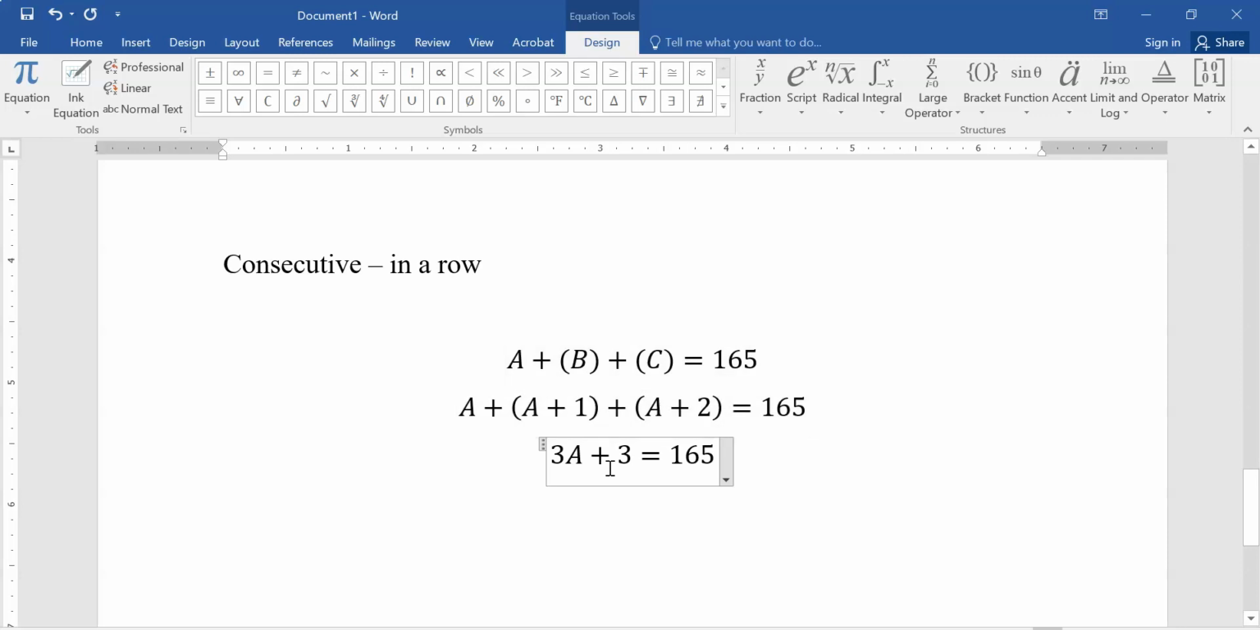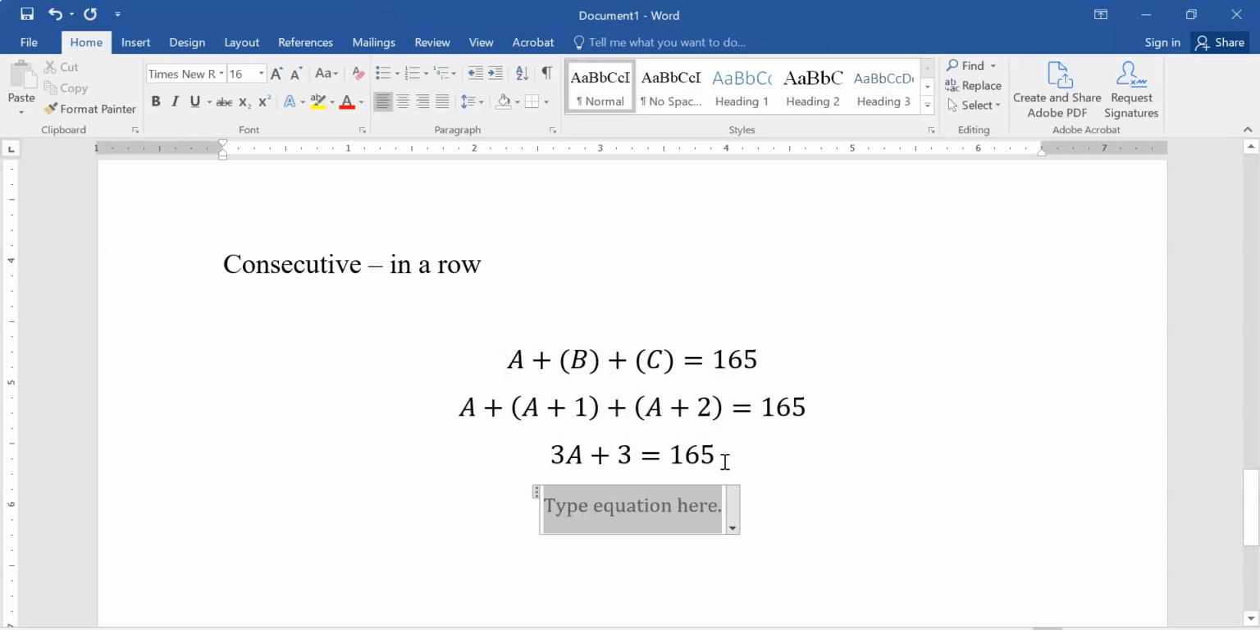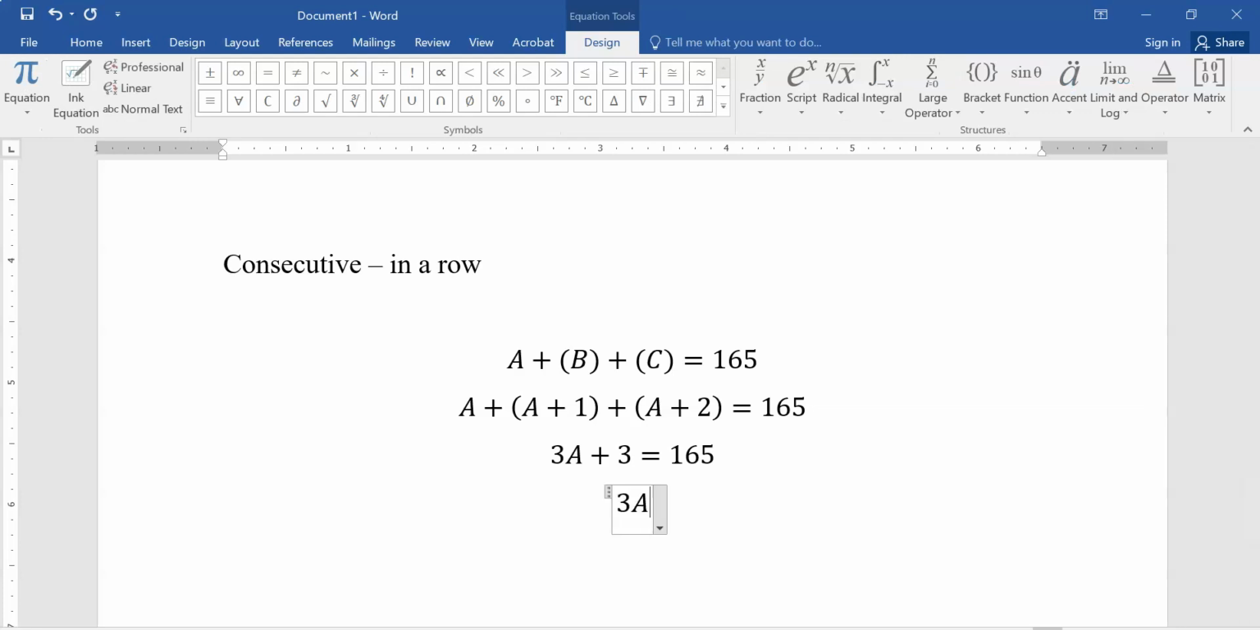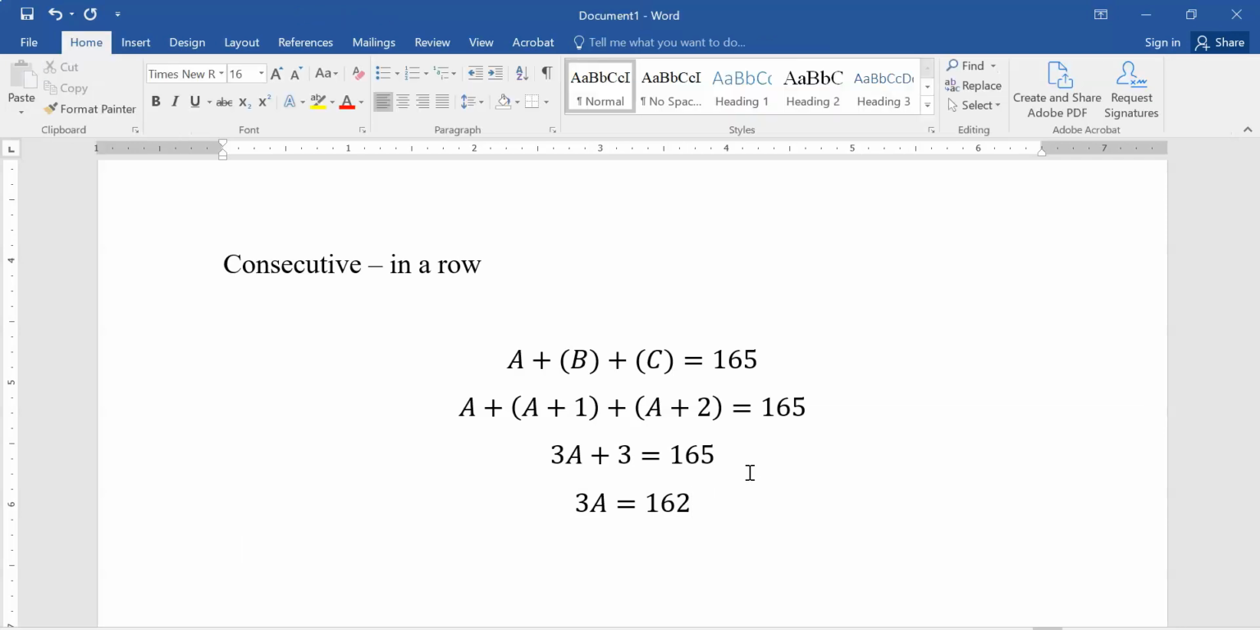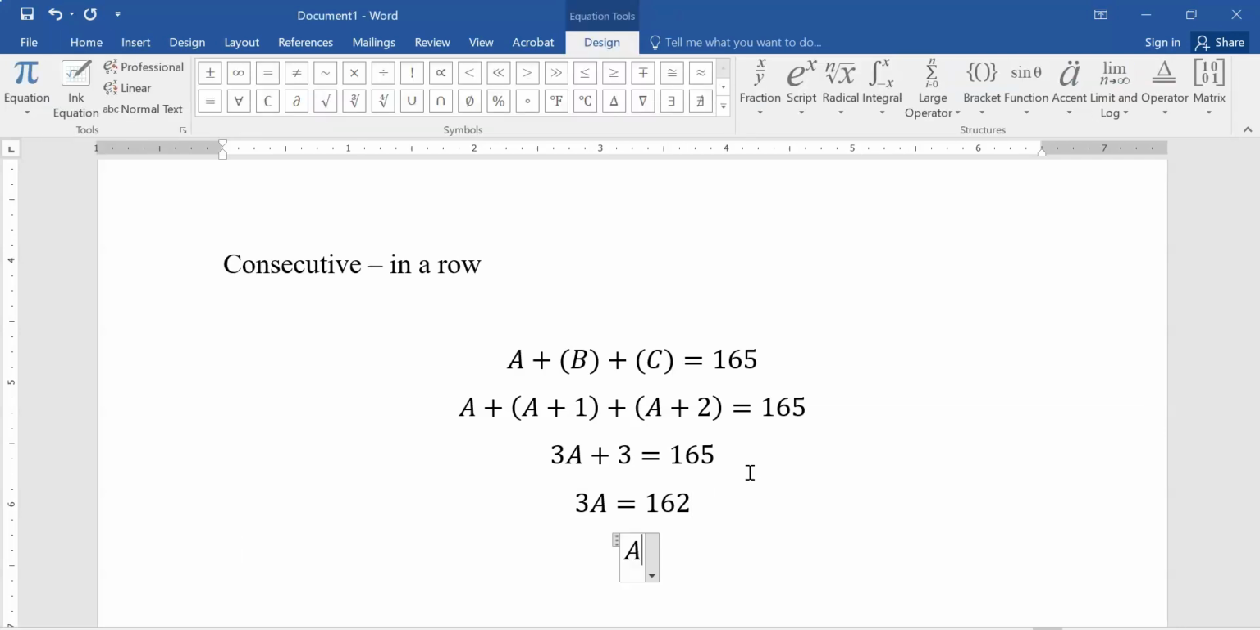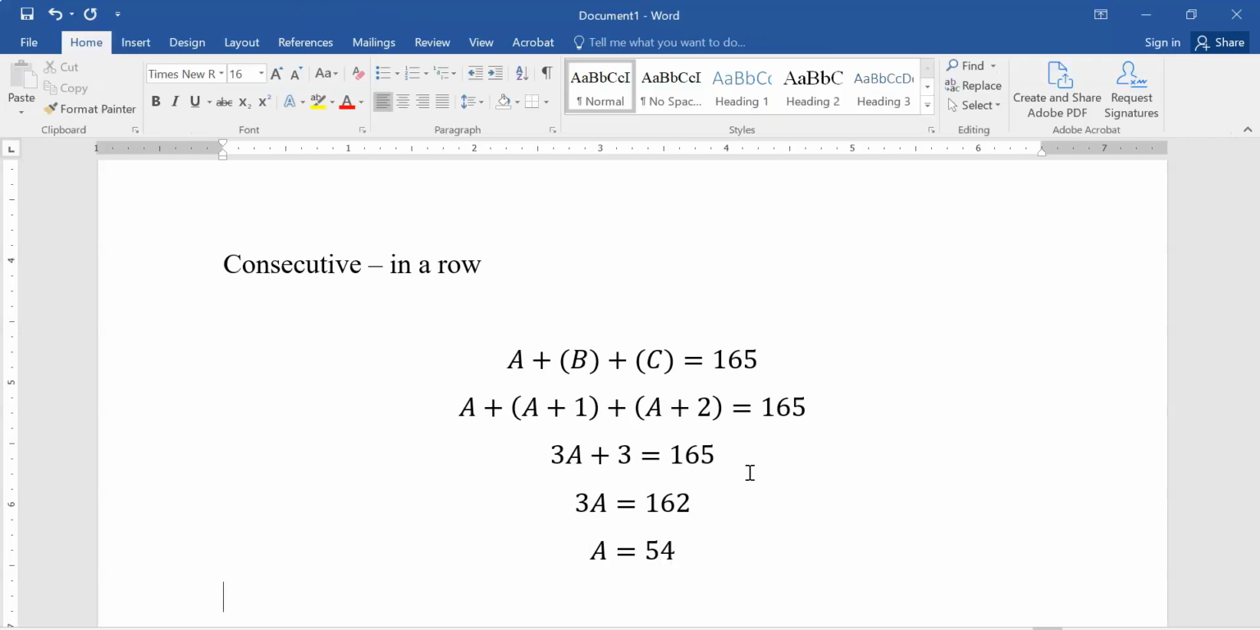So I end up with 3a plus 3 equals 165, and then I do my normal solving. 3a equals, well, subtract 3 from the left, subtract 3 from the right, you get 3a is equal to 162. Then I can divide both sides by 3, and I get a equals 54.